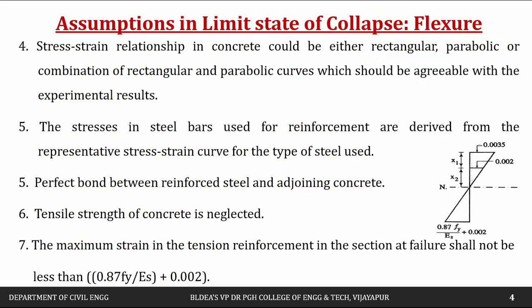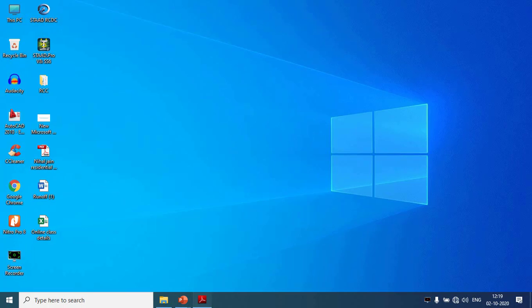So concrete, we have already seen, is limited to 0.0035. Similarly, the maximum strain in steel: the top is compression, bottom is tension. So in the tension reinforcement, the maximum strain should not be less than 0.87 fy divided by Es plus 0.002. All these things they have given in the code book. So let me show you in limit state of collapse flexure.